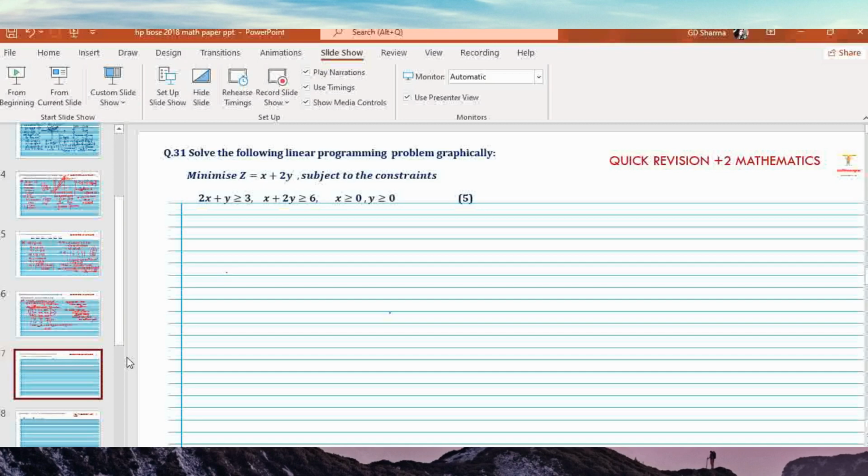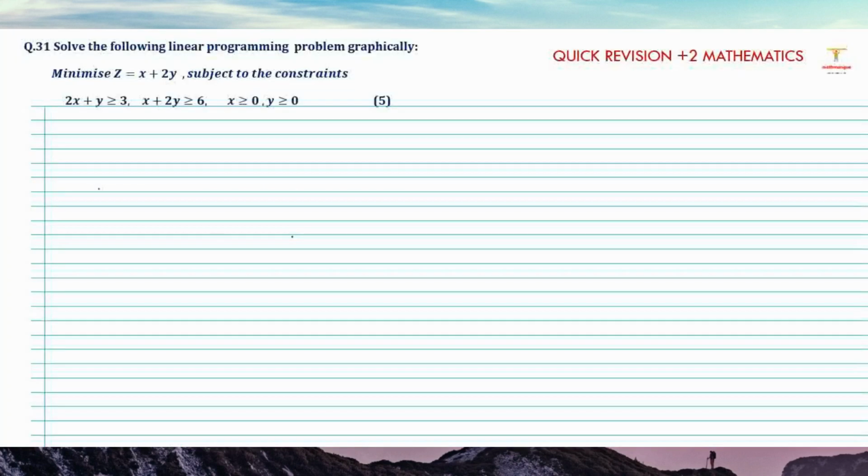So let me discuss this question in detail. See, here you have, just understand this, here you have 2x plus y greater than or equal to 3. Now you can write it like this, children, for simplicity. This is equal to 3, so y is equal to 3 minus 2x.